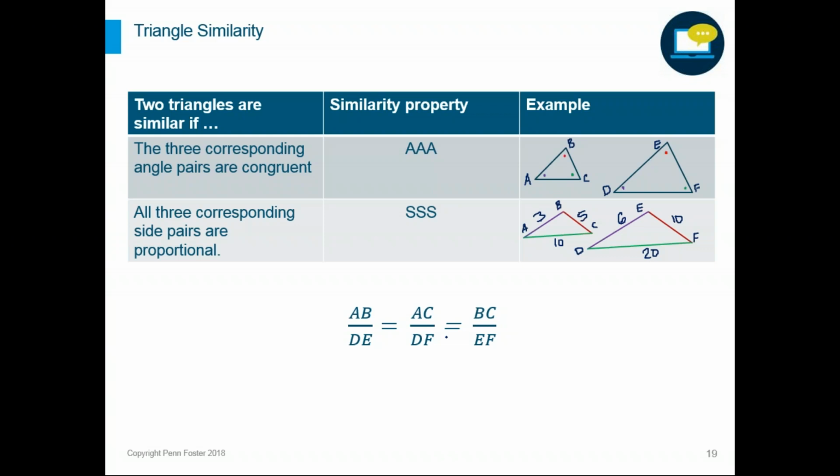And that is written by giving the relationship AB divided by DE. So AB divided by the corresponding DE equals AC divided by DF, the corresponding one in the other triangle, and then BC divided by EF. If all of these fractions are equal, then the two triangles are similar.